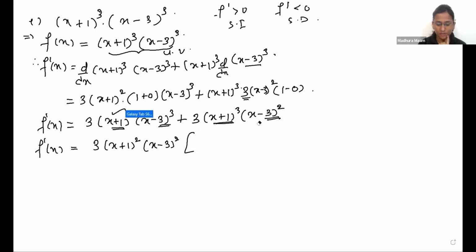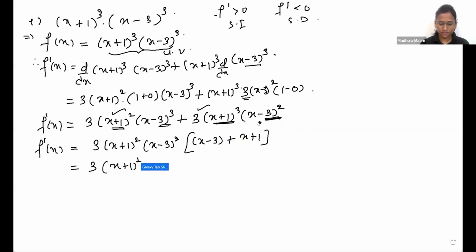What is remaining here? x minus 3 is remaining. Okay, plus 3 you took common. x minus 3, 2 times you took common. How many times is it remaining? One time it is remaining. Okay, so solve this. This is x plus 1 whole square, x minus 3 whole square.